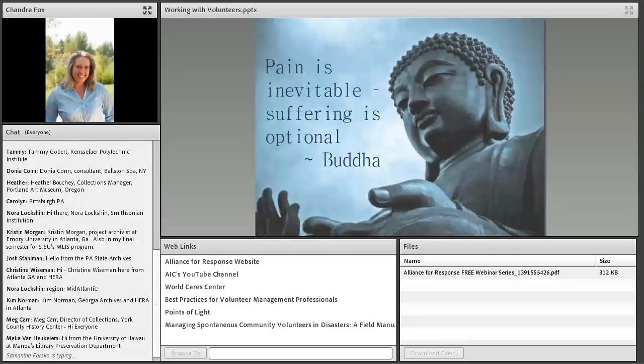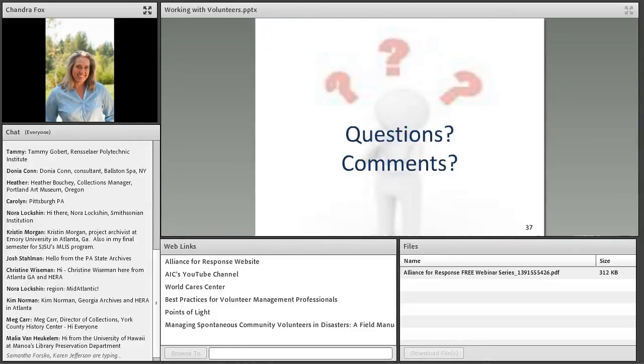And lastly, your program does not have to look exactly like anyone else's. It just needs to work for you and your organization. There's lots and lots of guidance available out there, so take what works and leave the rest, and be successful. Go out and do good things. So that's all I have for you today.